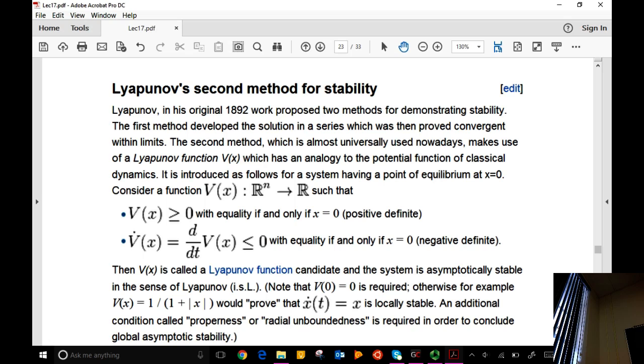And its derivative, V dot, calculated as d/dt of V of x, must be negative definite, meaning it must be negative in that region where the equilibrium solution is. If you can find such a function for that particular problem, then you are guaranteed stability. Okay? And that's what Lyapunov's method of construction and proof is centered around.